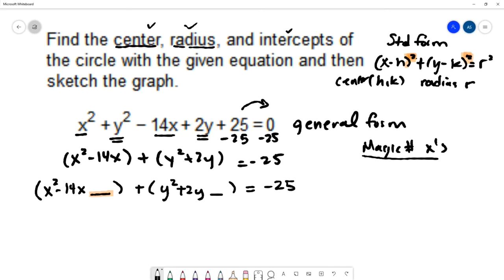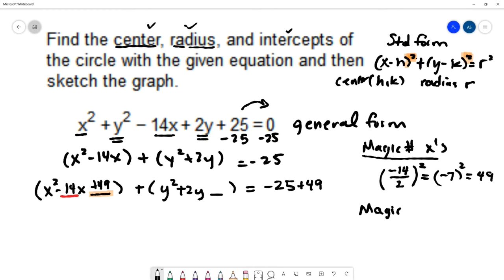And for the x's, we're going to start with that negative 14. We're going to cut it in half and square it. Negative 14 cut in half is negative 7. And then negative 7 squared is 49. So our magic number for the x's is 49. I'm going to add 49 to the x group and balance the equation by adding 49 to the other side of the equation.